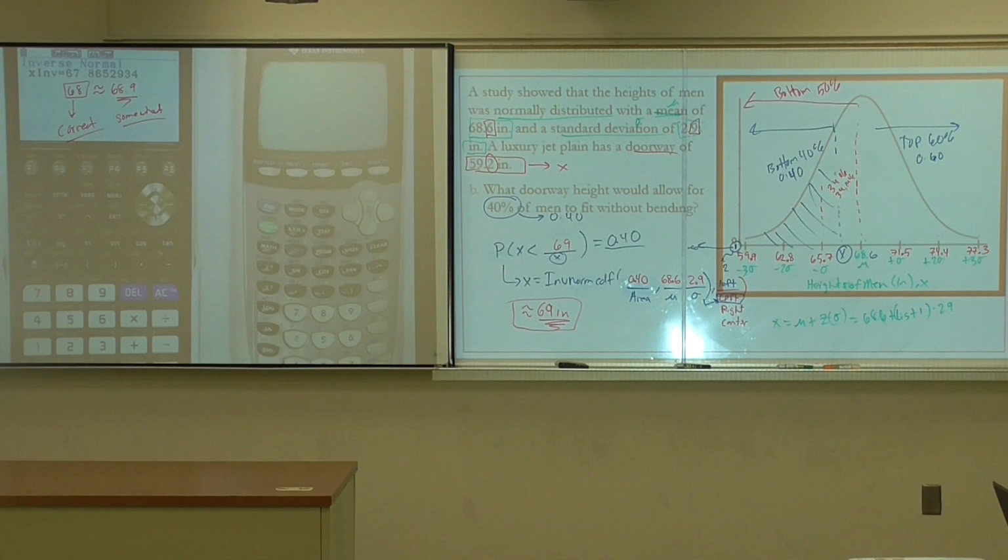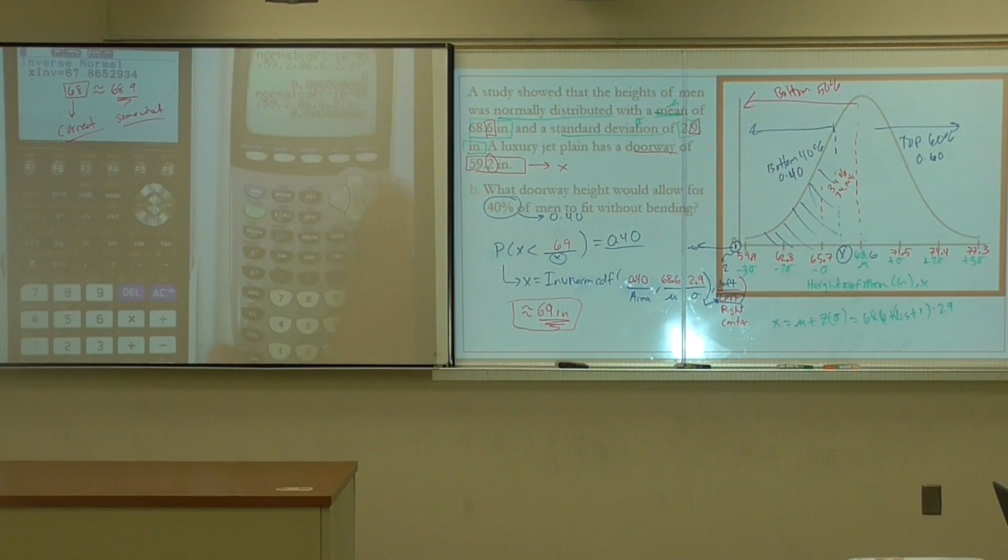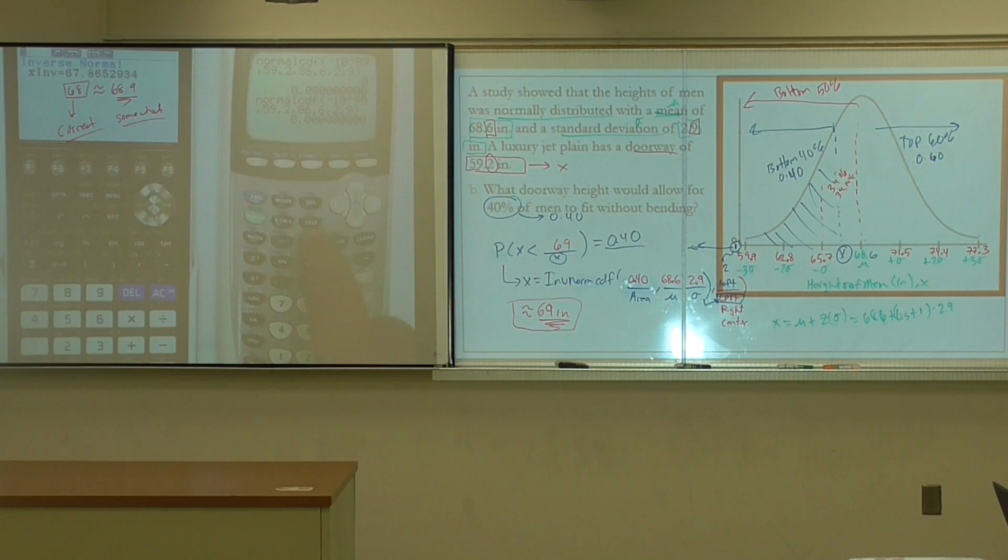So let's see how it's working for all the other calculators. This one's here right now, so I'll do it for this one. Once again, this one here should give me already a left. So I'm going to do second distribution, inverse norm. And now I'm going to put in the information again. The area is supposed to be 0.40, comma, the mean, which is supposed to be 68.6, comma, 2.9. So now when I enter it, I should get the same result.